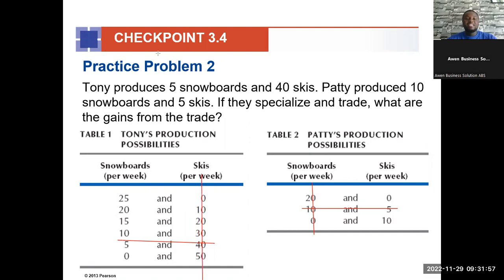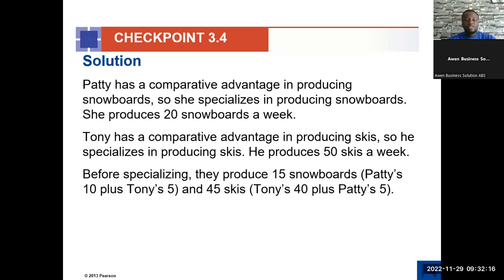So if they are specializing, it means that Tony is going to produce 50 units. He will only produce skies, and then Patty will only produce snowballs. That will be 20. Just to avoid mistakes, let's look at the solution. So as I was saying, when they specialize, Patty will produce only snowballs, so that will be 20, and then Tony will produce only skies, that will be 50.